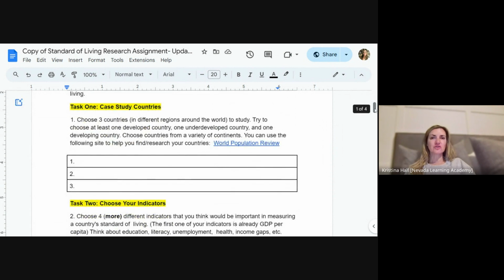You're going to choose 3 countries in different regions around the world. So this part's really, really important, to make sure that you're choosing 3 different countries in different parts of the world. You're going to want to pick one country that's a developed nation, so a country that is well established, like the United States, Canada, Western Europe, Australia, a lot of those kinds of countries. You're going to want to pick one underdeveloped country, and then you're going to want to pick one developing country. Now, I'm going to show you an intro video and things like that, and then I'll give you some options of how to choose these countries and how to know which is which. All right, so here we go.